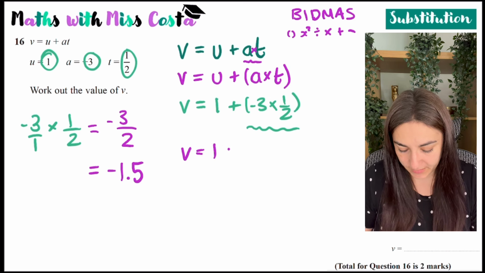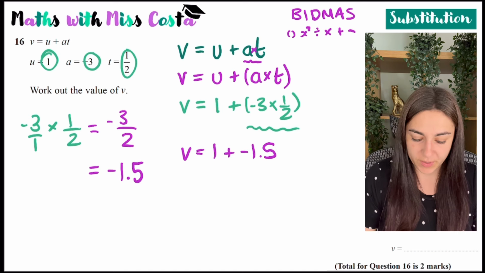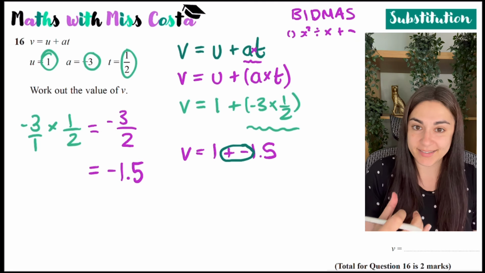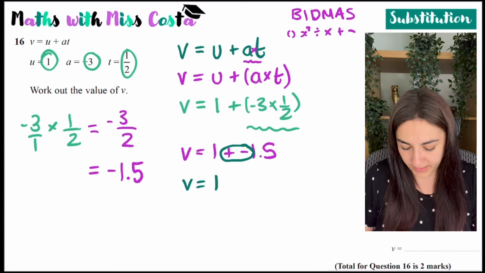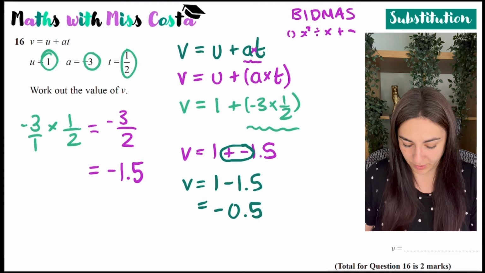So v equals 1 plus -1.5. So when you've got a negative and a positive, two signs next to each other, adding a negative is the same as subtracting. So that would become v equals 1 minus 1.5, which is minus 0.5.